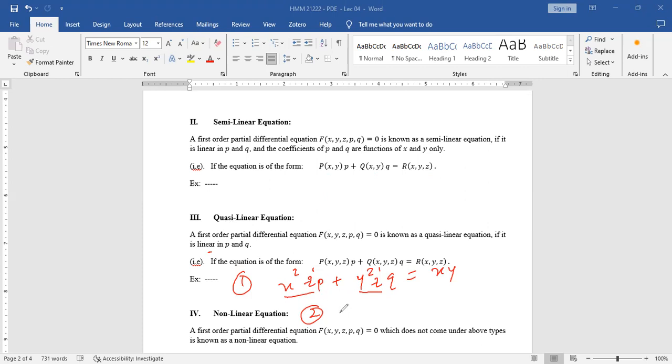Second example may be like this. Let's say I have a function of this one of p plus maybe another function, let's say zx of q, which is equal to maybe another big function. Okay, so write down these equations. This is x, okay?